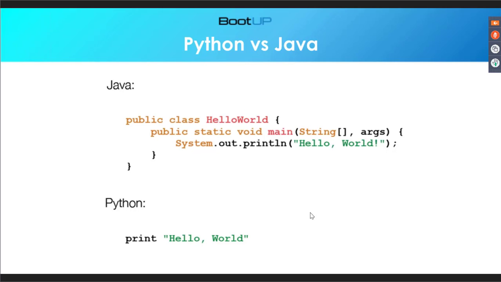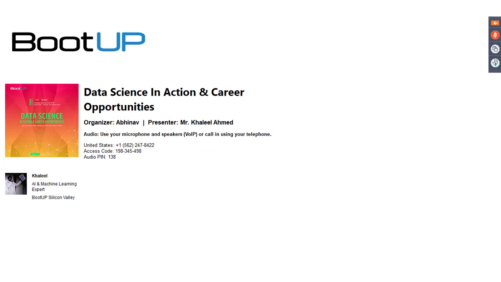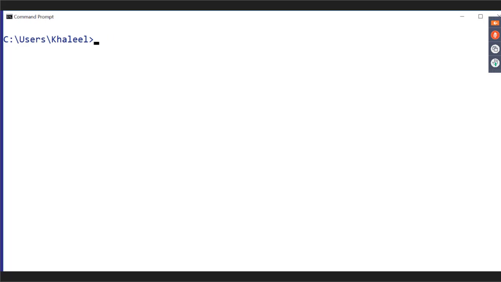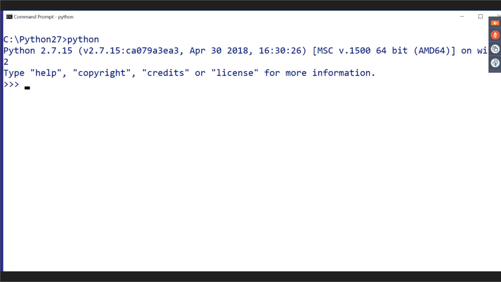So let me share the interpreter with you. So here is my interpreter. I am bringing up Python. This is Python 2.7, so I'm loading it in a 2.x. I will also show it to you in 3.x. There also it is very simple. So I just give a print, good morning, and I get to see a good morning.